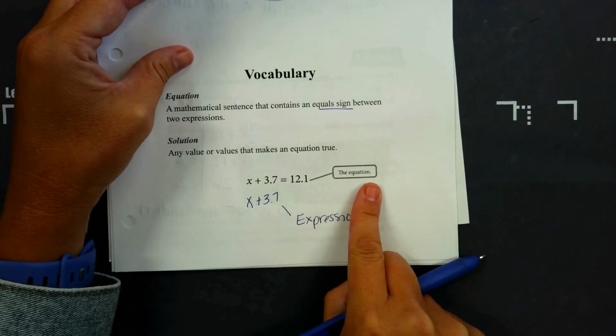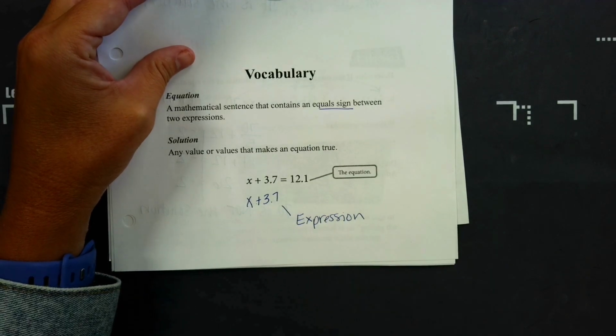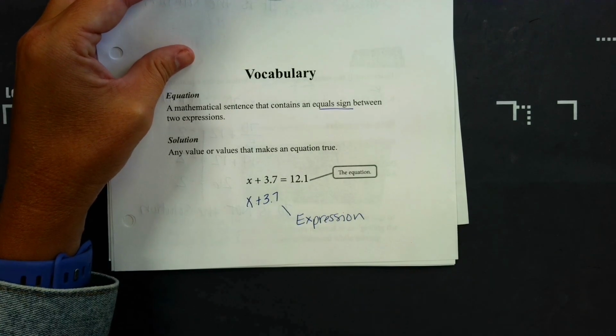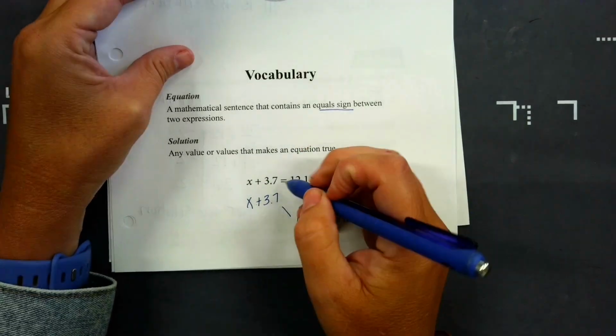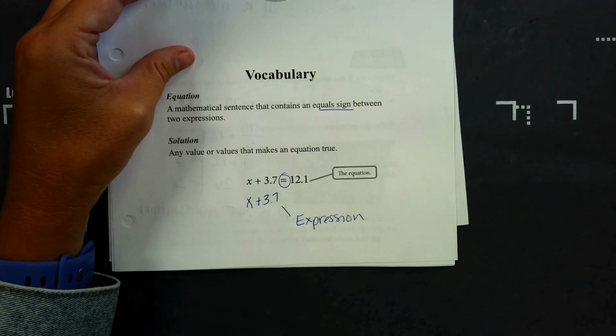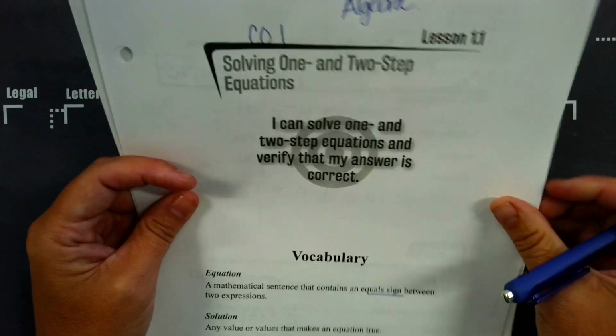What is the difference between an equation and an expression? Go ahead, sir. The equal sign. An equation has an equal sign. An expression does not. Okay.